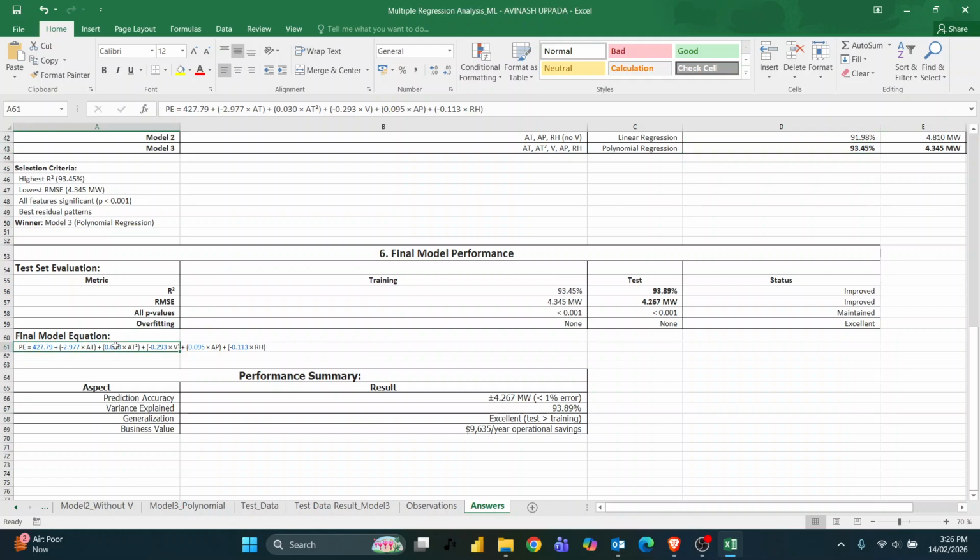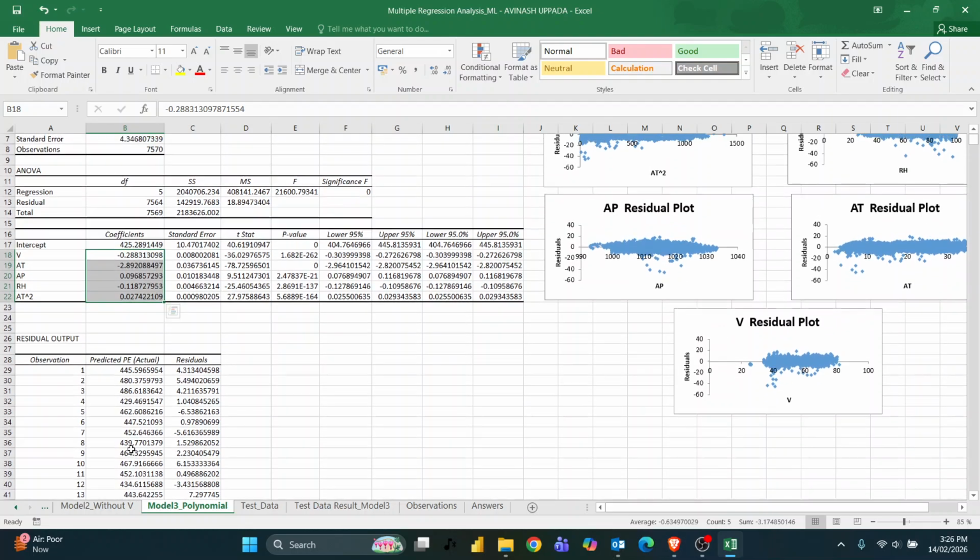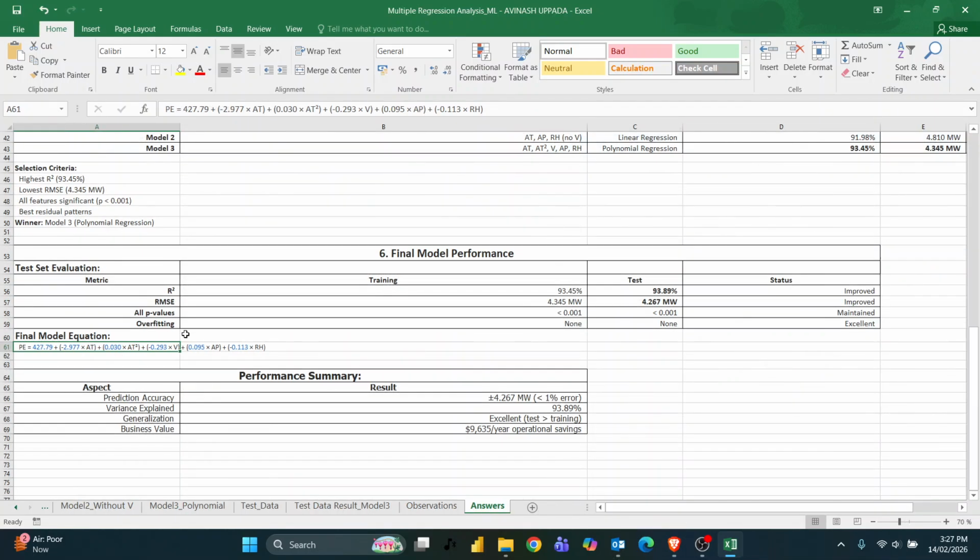If I have to model it in equation format, it would be like this. I have to multiply the AT with my result here. Across each of these variables, I will multiply each of these coefficients with the predicted PE to arrive at the actual PE. Plus, I will add the y-intercept. So this is how I've modeled to arrive at the best of the three models that I've tested.